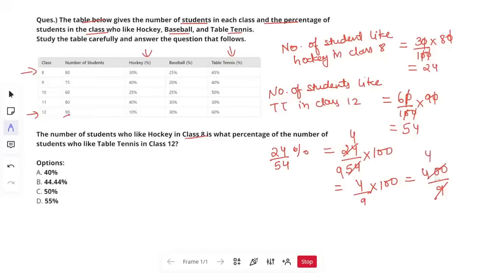If you try to divide it, 9 4s are 36, and then again 4. So again it will be 4.44. In this way it will go. Okay, so the correct answer in this case is going to be option number B, which is 4.44. The correct answer is option B, which is 4.44.